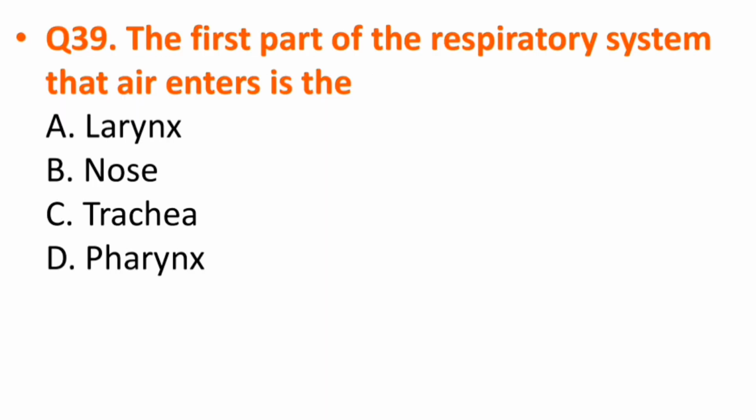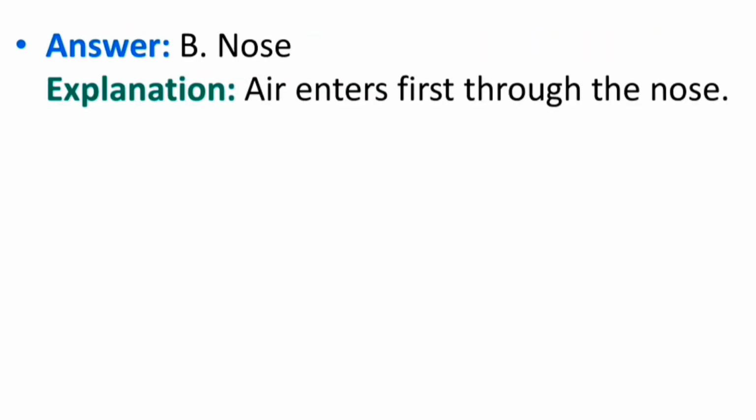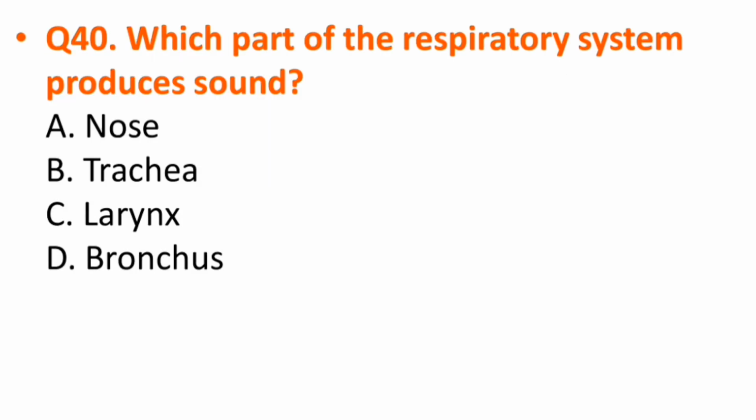The first part of the respiratory system that air enters is: option A larynx, option B nose, option C trachea, option D pharynx. The correct answer is option B nose. Air enters first through the nose.